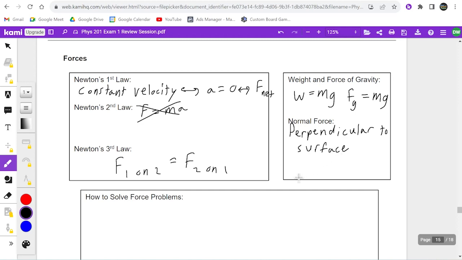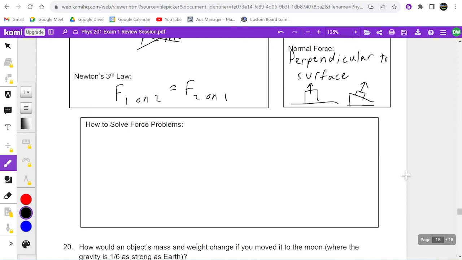And just to give a quick example, if I have a box on a flat surface, then the normal force points up. And if I have a box on a ramp like this, then the normal force points up and to the right, like that. It's always perpendicular to whatever surface you're on.